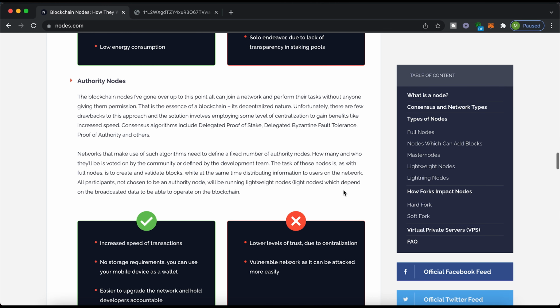So the next node is authority nodes. The essence of a blockchain is its decentralized nature. Unfortunately, there are a few drawbacks to this approach, and the solution involves employing some levels of centralization to gain benefits like increased speed. Consensus algorithms include delegated proof of stake, delegated Byzantine fault tolerance, and proof of authority, and others.